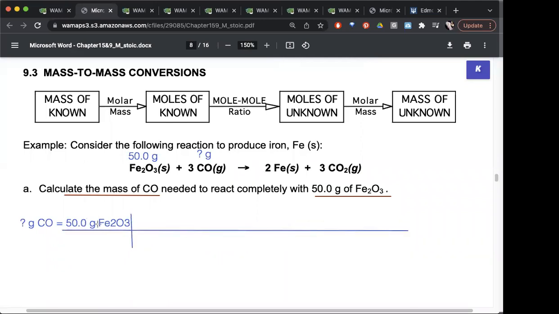So our first step, we're going to change the mass of the Fe2O3 into moles. So we'll cancel out grams Fe2O3 and go to 1 mole.